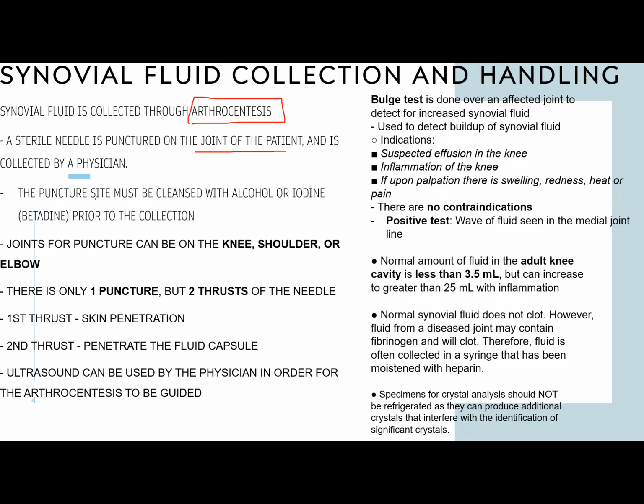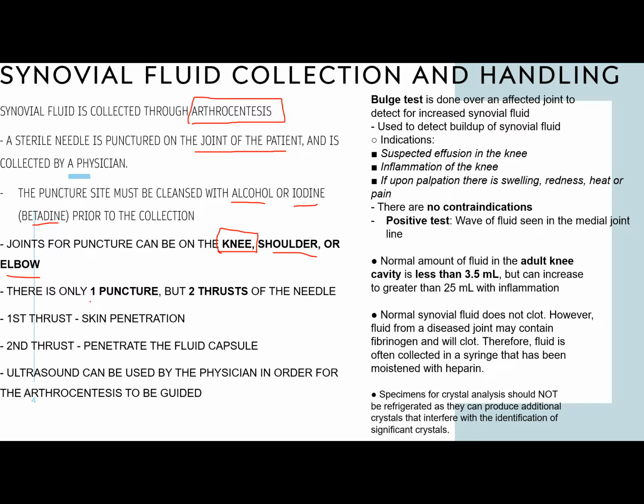So again, the proper sterile. So you need to practice aseptic technique. So you need to clean it with an alcohol. After cleaning with the alcohol, you clean it with a betadine or iodine prior to collection. Now, what are the sites of collection, class? So you could collect in the joints found in the knee, the shoulder, or the elbow. Most of the time, class, kinokollect siya sa knee.